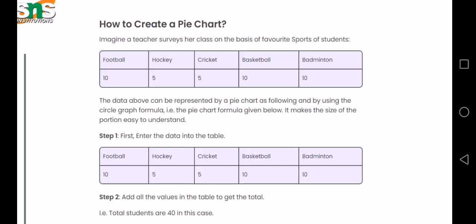The data above can be represented by a pie chart as follows, by using the circle graph formula. The pie chart formula is given below. It makes the size of each portion easy to understand. First, enter the data into the table. Add all the values in the table to get the total. Total students are 40.